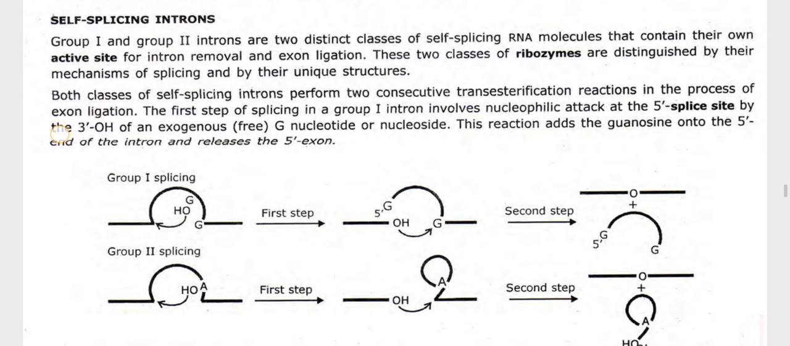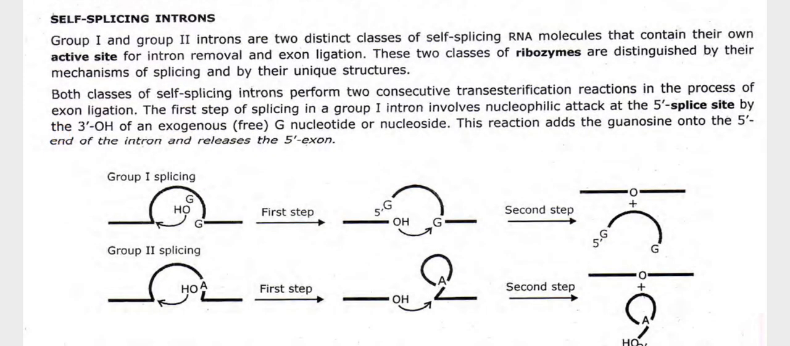Then self-splicing introns. Group 1 and group 2 introns are two distinct classes of self-splicing RNA molecules that contain their own active site for intron removal and exon ligation. These two classes of ribozymes are distinguished by their mechanisms of splicing and by their unique characters. Both classes of self-splicing introns perform two consecutive transesterification reactions in the process of exon ligation.